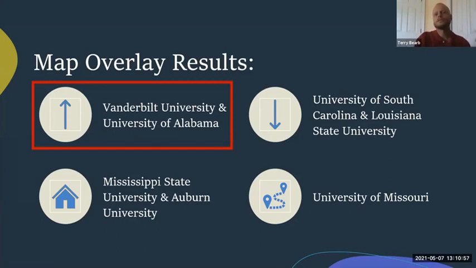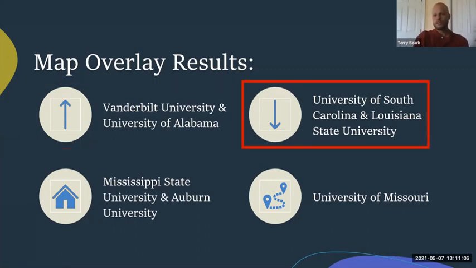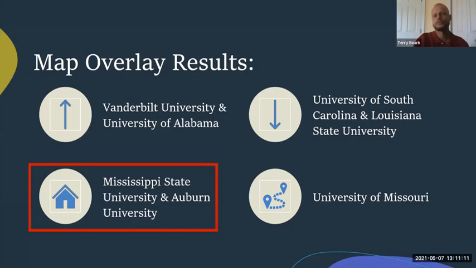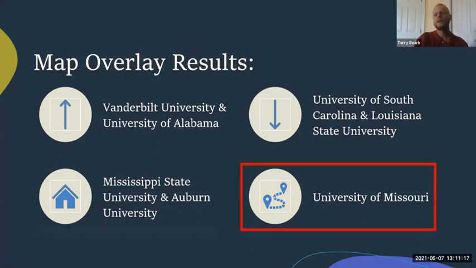All right, for the map overlay results, Vanderbilt University and the University of Alabama had the overall largest standard deviational ellipses for the 5 years. University of South Carolina and Louisiana State University had the overall smallest. Mississippi State University and Auburn University had their recruiting mean centers sit closest to their campus locations. And the University of Missouri had their recruiting mean center furthest away from their campus location.